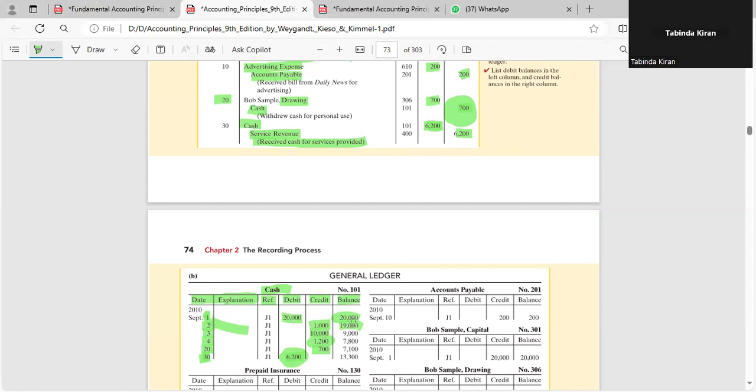Again there is a credit balance of 10,000; 19,000 minus 10,000 gives rise to a 9,000 debit balance. Then a credit balance of 1,200 rupees came, so the 9,000 debit balance, debit minus credit balance, we have a debit balance of 7,800. Then we have 700 drawings, a credit balance: 7,800 minus 700, a 7,100 debit balance. Now this 6,200 debit balance is also a debit balance, and debit and debit will be added, resulting in 13,300 debit balance. So the cash ledger has an ending debit balance of 13,300, right.